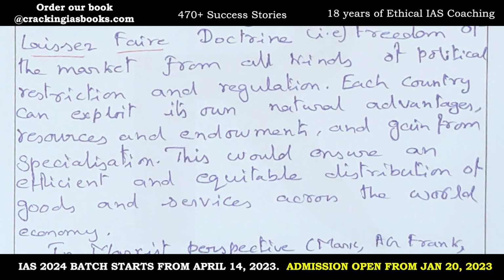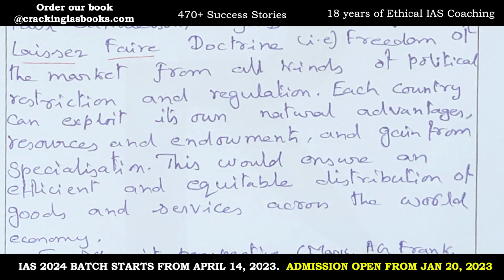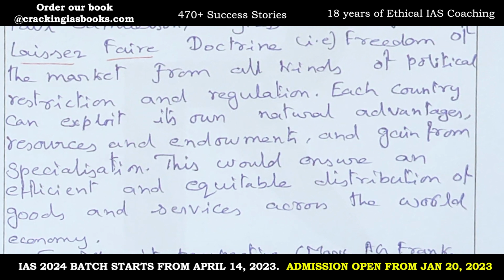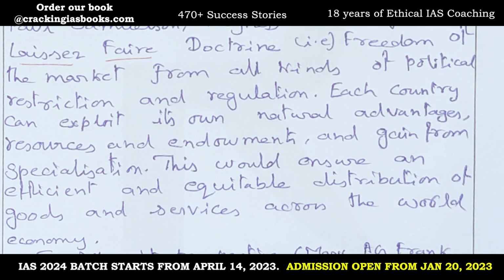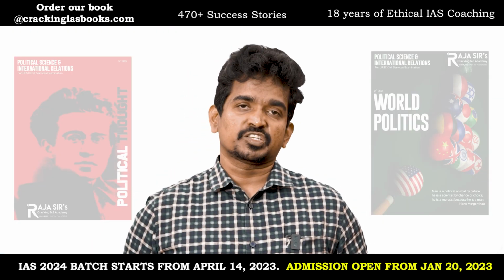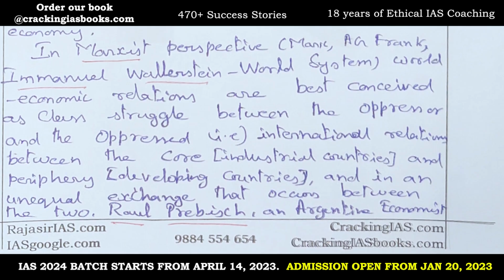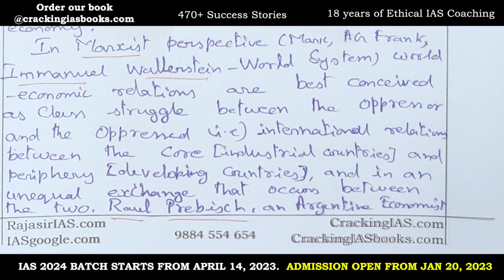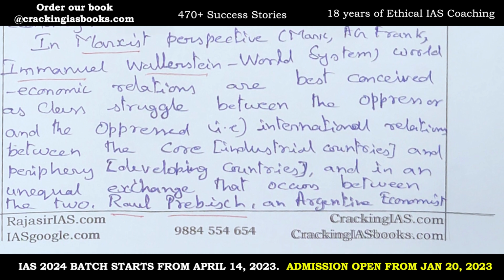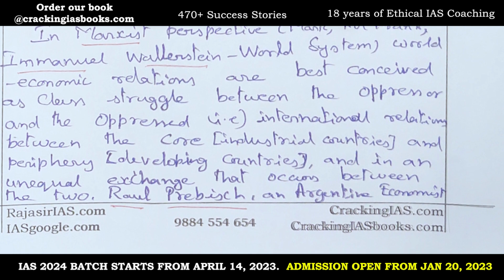gain from specialization, comma, ensures an efficient and equitable distribution of goods and services across the world economy, right? So, this passage is all about the liberal perspective, right? Then the next passage in Marx's perspective. So, again within bracket here I am mentioning few thinkers' name: Marx, Engels, A.G. Frank, Immanuel Wallerstein, world system, right?